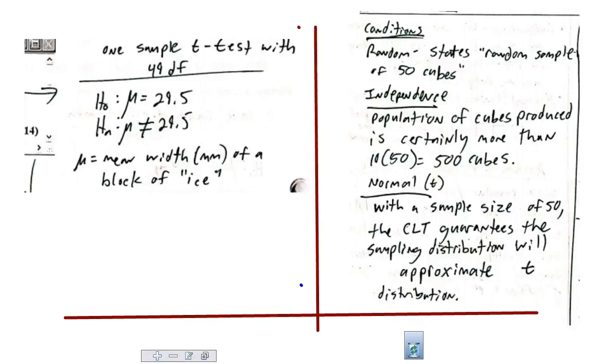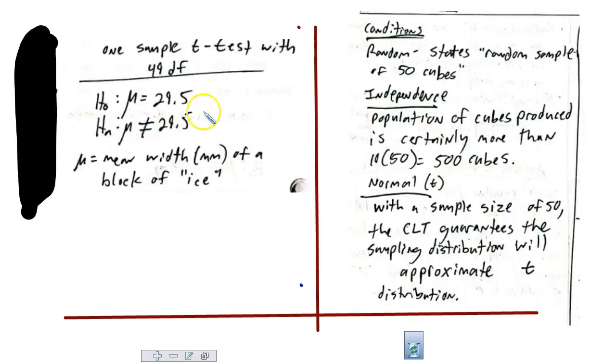First, we want to tell what kind of test we're doing, list out our hypotheses, and define our parameter. So we've already been told what our hypotheses were, but if we weren't told what they are, we would have to use mu for the mean because we're talking about the population. 29.5 was what was given to be the length of the cube that's necessary, and the game is going to be difficult if it's more than 29.5 or less than 29.5.